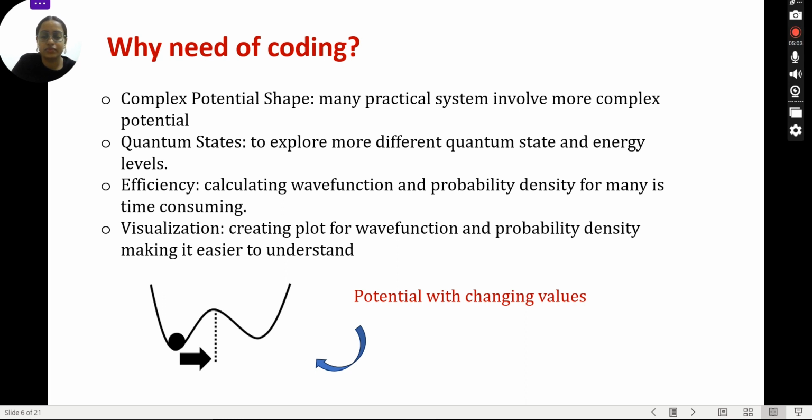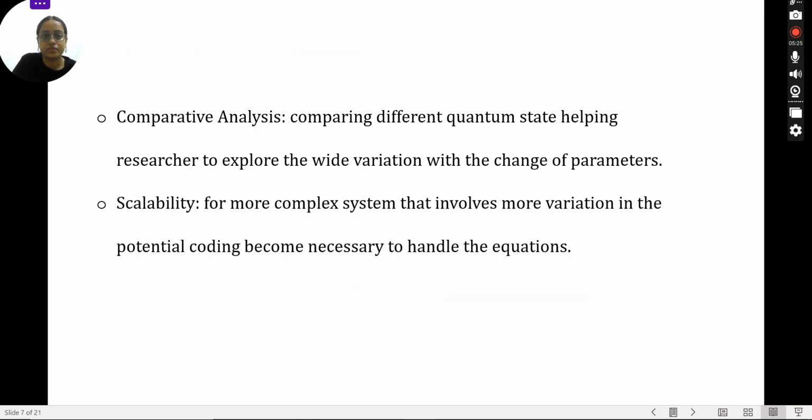And after that, visualization. With the help of coding, we can actually visualize what the wave function looks like, and what the probability distribution is, where the probability is maximum and where it is minimum. We can see this actually with the help of coding, which won't be possible manually. Another thing is comparative analysis. We can compare different quantum states by changing their parameters, like changing the width, how this affects the wave function, and how the probability density changes by changing different parameters.